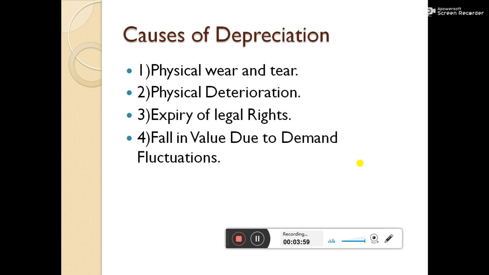Next is fall in value due to demand fluctuation. Sometimes the demand for services provided by the asset may fluctuate, which causes a fall in the value of the asset. Moving on, the next cause of depreciation is obsolescence. Obsolescence basically means that due to technological development, there is depreciation in the value of the asset. So these were some of the causes of depreciation.